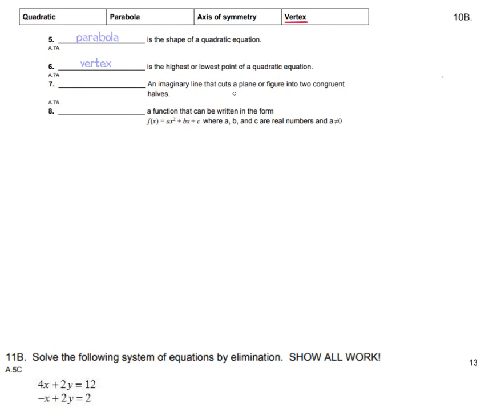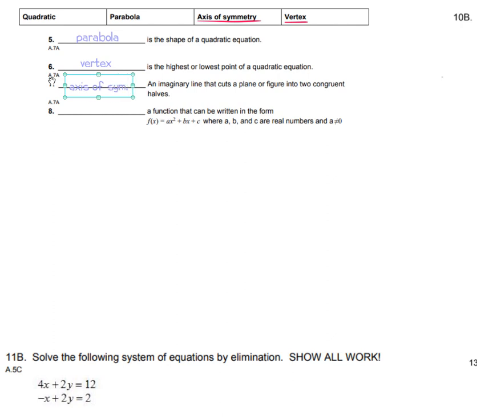An imaginary line that cuts a plane or a figure into two congruent halves. That's going to be the axis of symmetry that we've been talking about so much. So I'm going to go ahead and put that in place now. Axis of symmetry. Axis of, whoops. Axis, can't type tonight. This is going to be fun. Axis of symmetry. I'm going to abbreviate that.